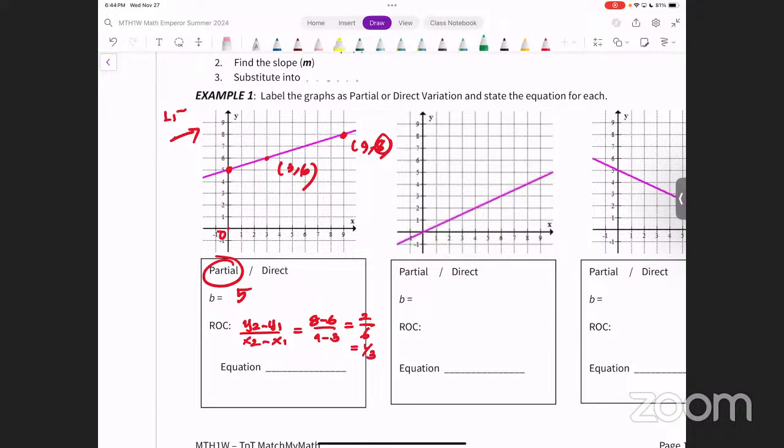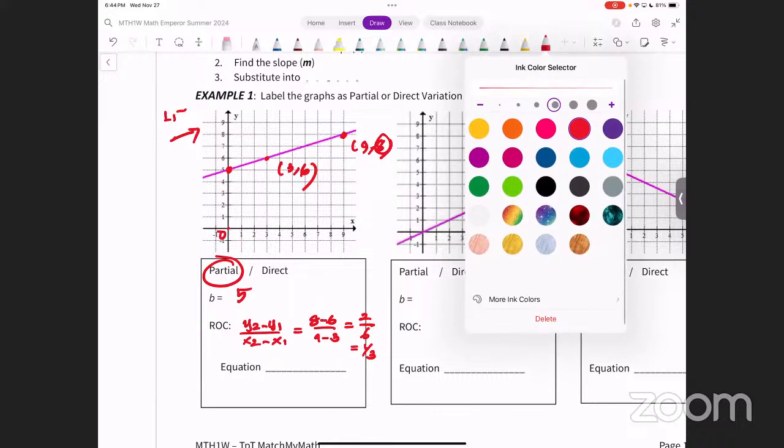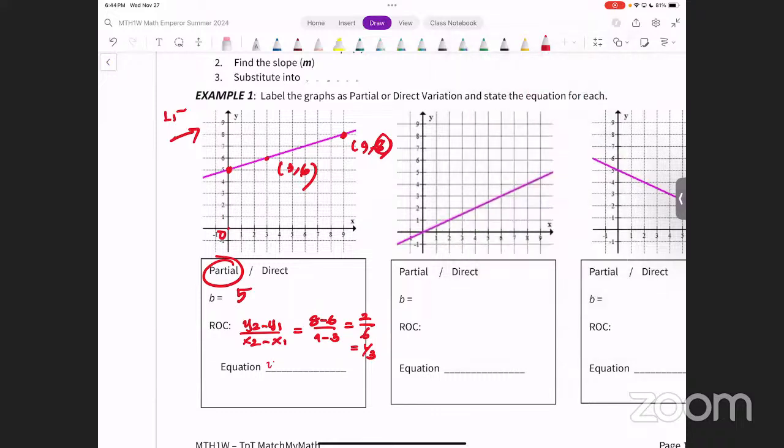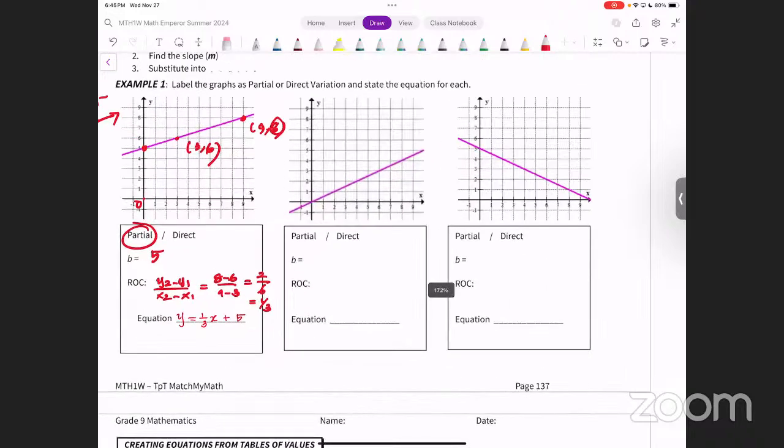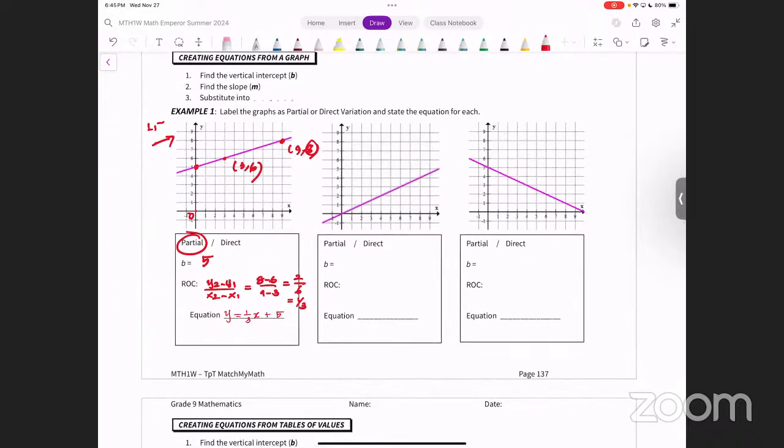So how do I write the equation? The equation is going to be y is equal to the slope, 1/3 of x, plus the y-intercept, 5. Are you just following that? Okay, can you just complete B and C for me? I'm just going to give 2 or 3 minutes.